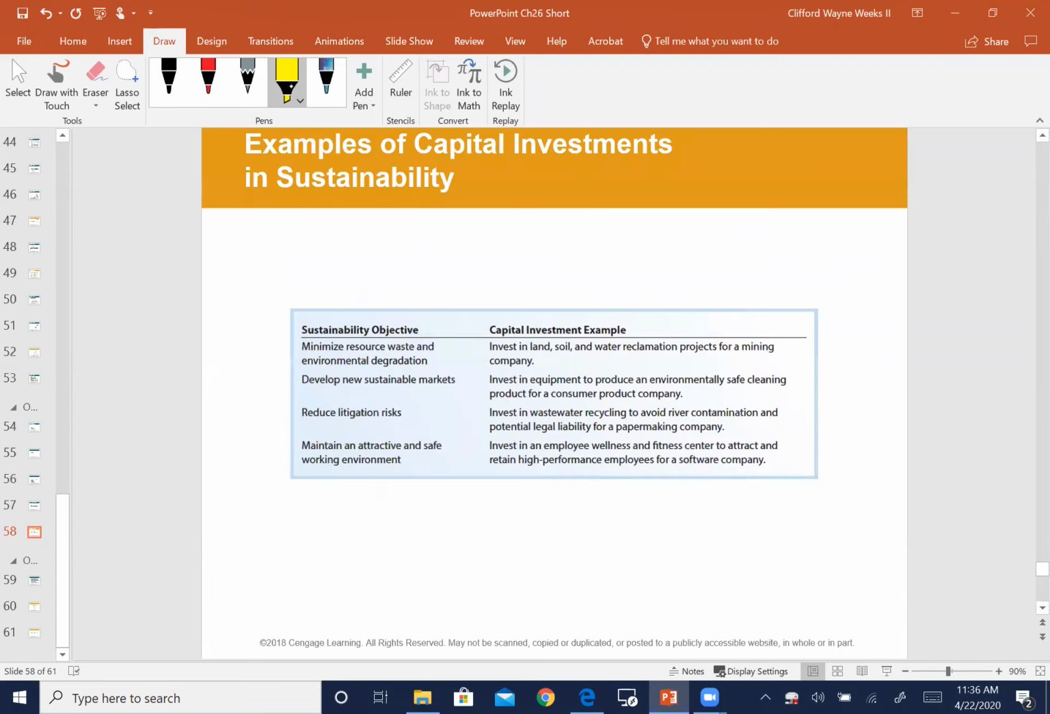Some examples of capital investment sustainability: minimize resource waste and environmental degradation, develop new sustainable markets, reduce litigation risk, maintain an attractive and safe work environment, and how they could invest in fixed assets to obtain those things.